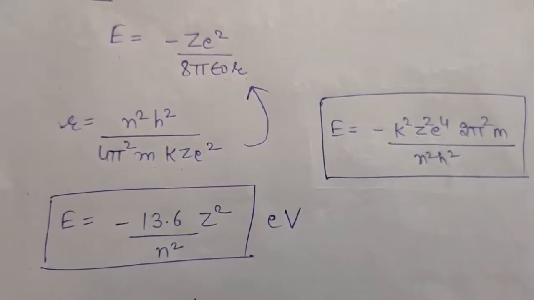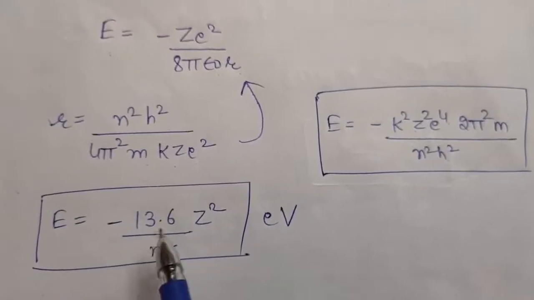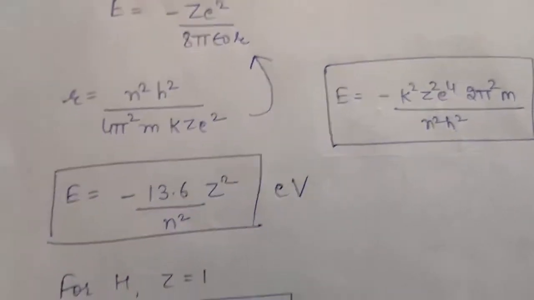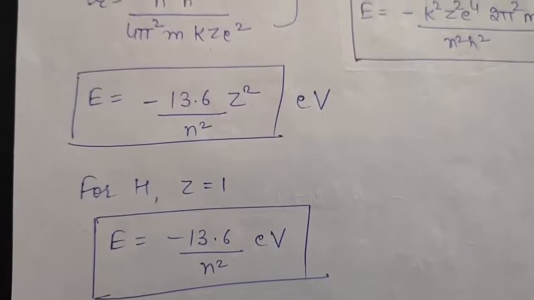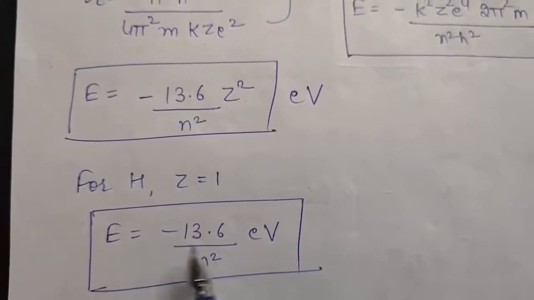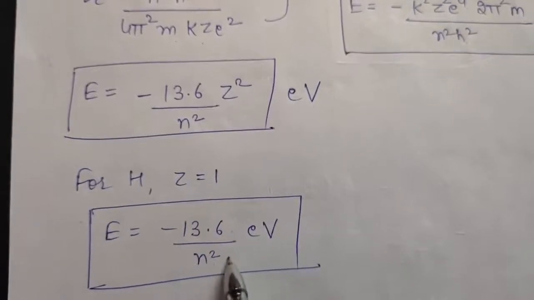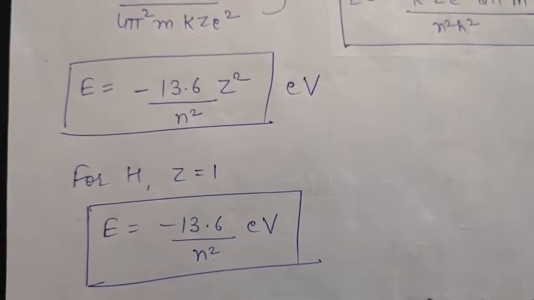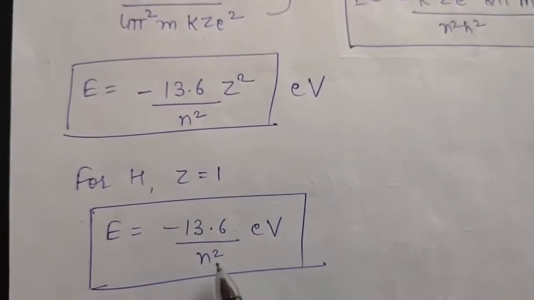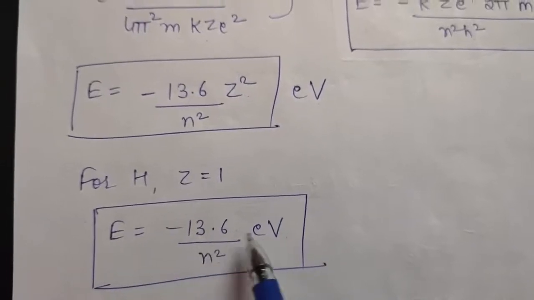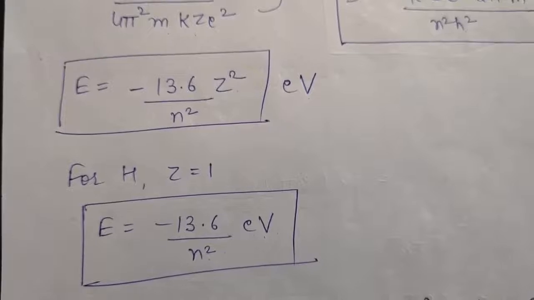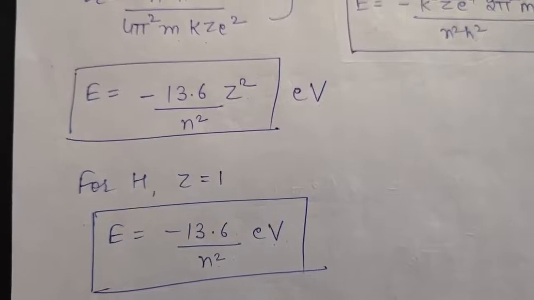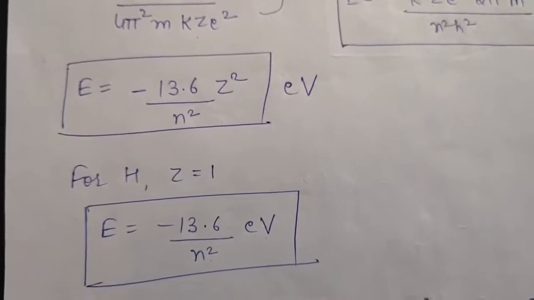So when you put all these values, E will come to be minus 13.6 Z square upon n square electron volts. If we talk about hydrogen, again for hydrogen, Z will be equal to 1. So for hydrogen, the energy will come to be minus 13.6 upon n square electron volt. From here you can conclude, if you are talking about the ground state of hydrogen atom, that is when n equals 1, this energy will be equal to minus 13.6 electron volt. So that means the minimum energy required to free the electron from the ground state of hydrogen atom will be 13.6 electron volts.